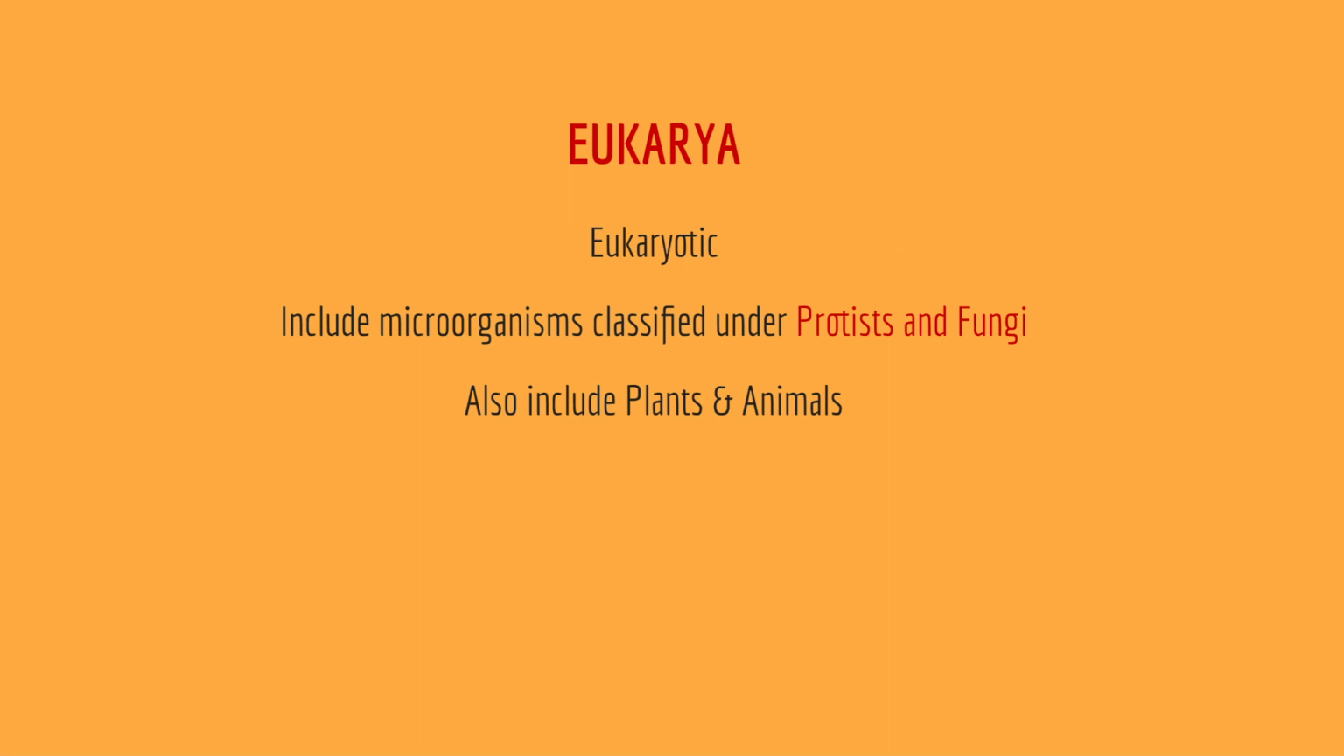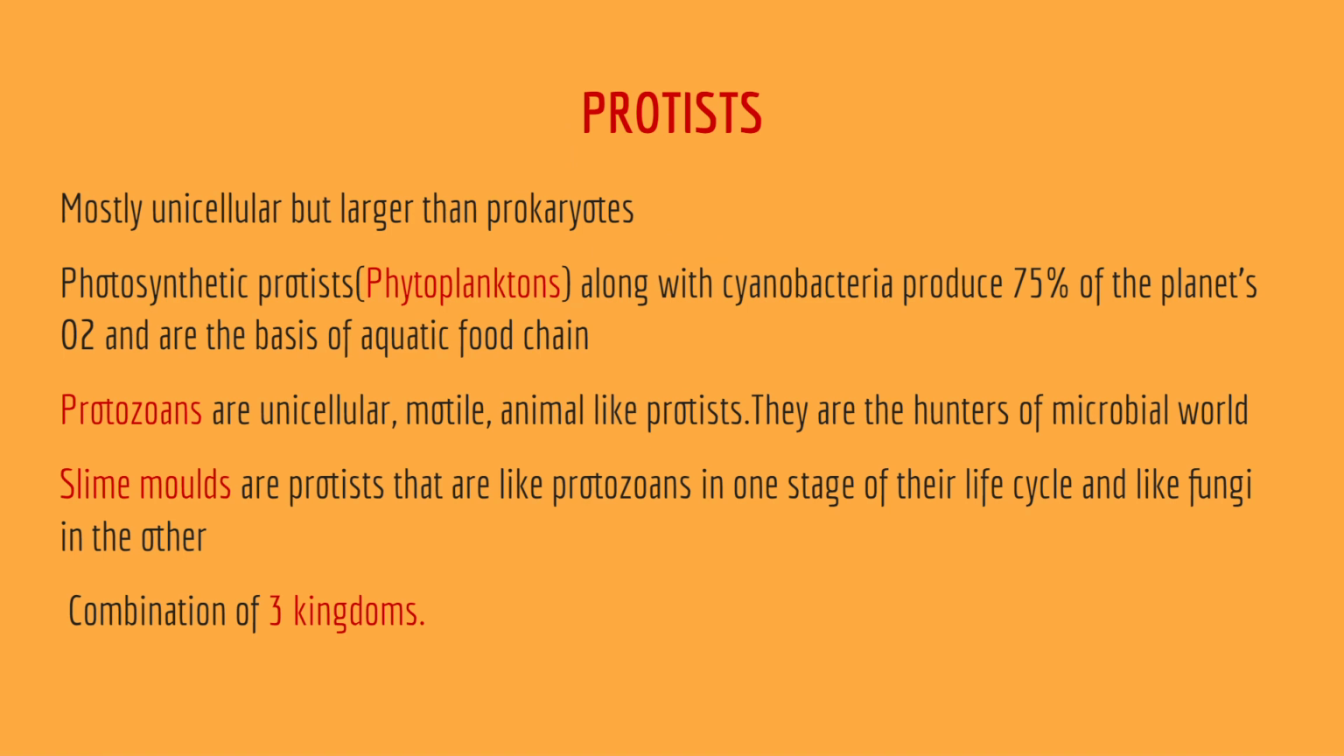Domain eukarya include protists and fungi and are all eukaryotic in nature. They also include plantae and animalia, which are not included in our topic. Protists are mostly unicellular but still larger than prokaryotes. Phytoplanktons, the photosynthetic protists, along with cyanobacteria, are responsible for the 75% emission of the planet's oxygen.